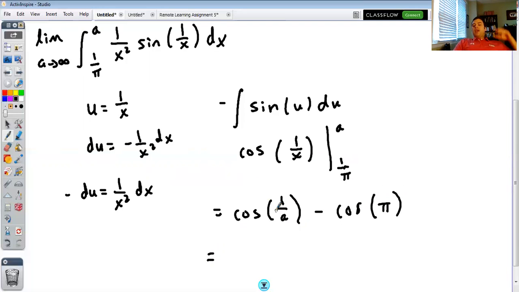So what happens now is a goes to infinity. This 1 over a approaches 0. So this cosine would approach 1, cosine of 0. Minus cosine of pi is negative 1, so plus 1. So this one does converge. It converges to a value of 2. So the area under this graph from the value of 1 over pi to forever would approach a value of 2.